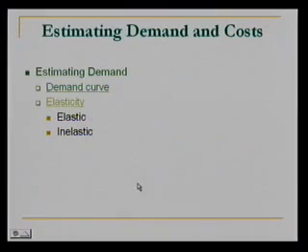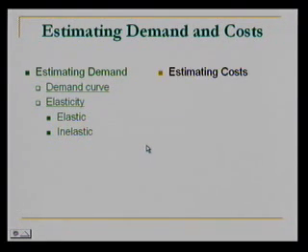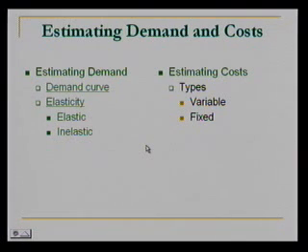So that gives us an idea on demand. It tells us what the demand is. We put these two together to see how much room we have to play with in our pricing. The next thing we want to look at is estimating our cost. There are a number of different types of costs we need to consider, many more than what I have listed here. But the two main types I wanted to talk about are variable cost and fixed cost.